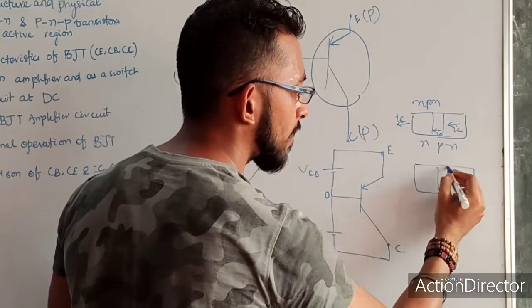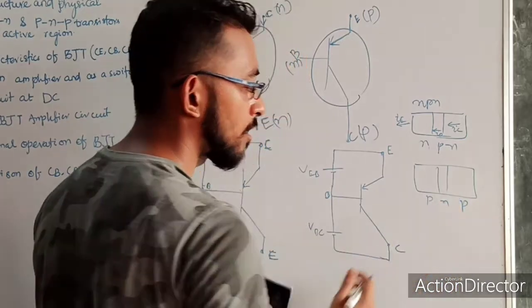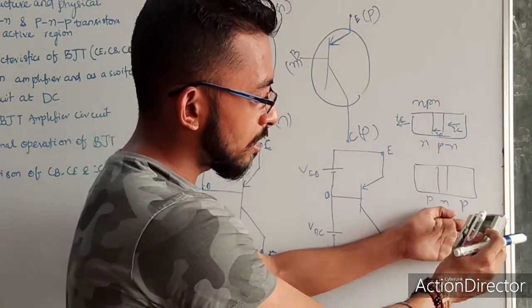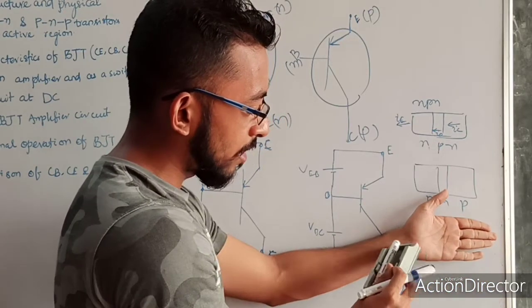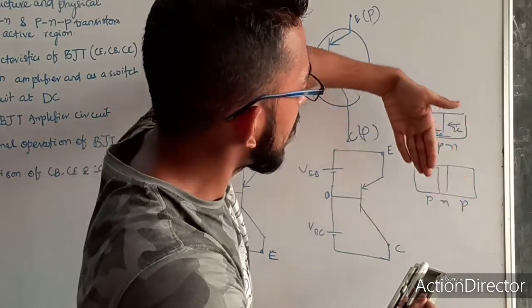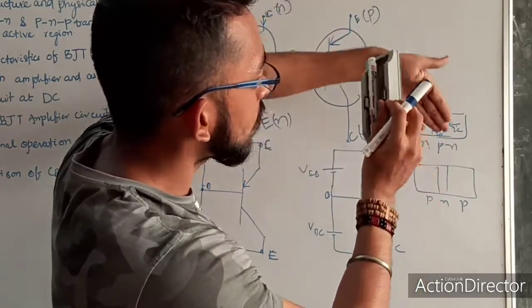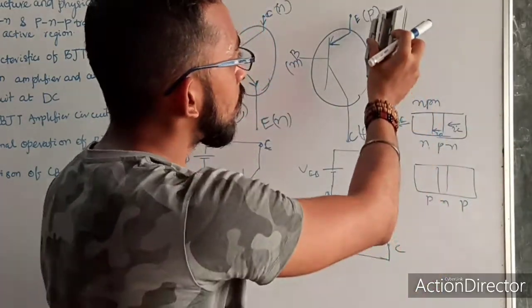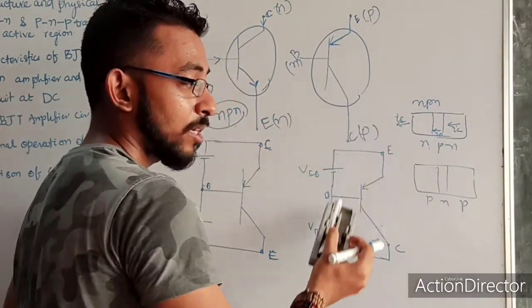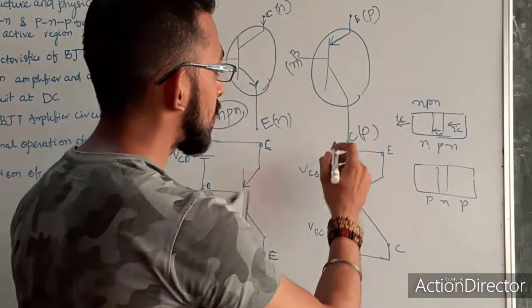Similar for the PNP case, this is P, this is N, this is P. You can think in the same way. This is my PNP transistor, this is my collector, this is my base, this is my emitter. Now what I am doing, I am taking this symbol and putting it like this. So my wrist, which is the emitter, will be at the top, my base is at the center, and the collector is at the bottom. Okay, this is for PNP.